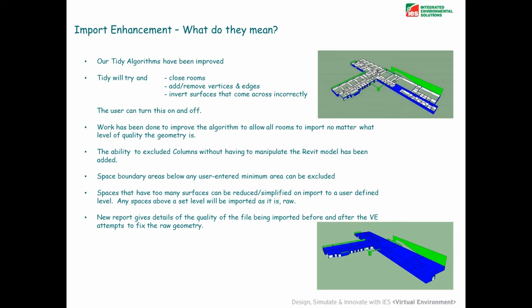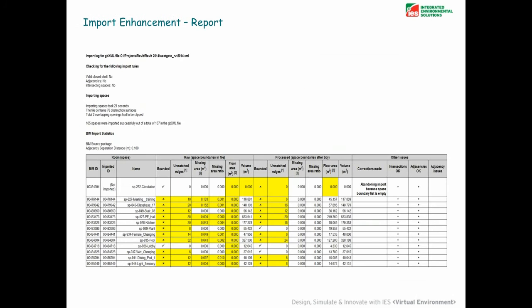As I mentioned, we've improved our tidy algorithms to try and work harder for the end user, and it will try and close any rooms or spaces that don't have, say, ceilings or floors on them. Our tidy algorithms will try and shut these off and make them a fully enclosed volume. And as I mentioned, you can turn this tidy function on and off. So at the end, you can see the two images there. That's how much our software is trying to work in the background.